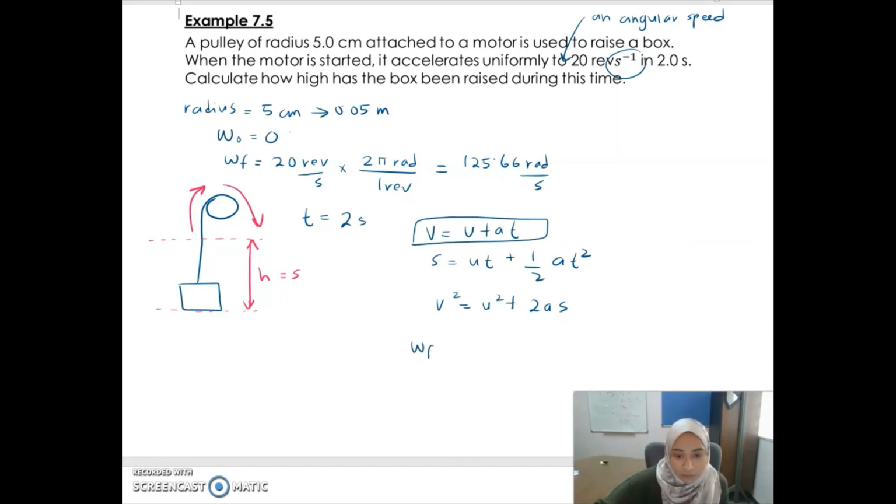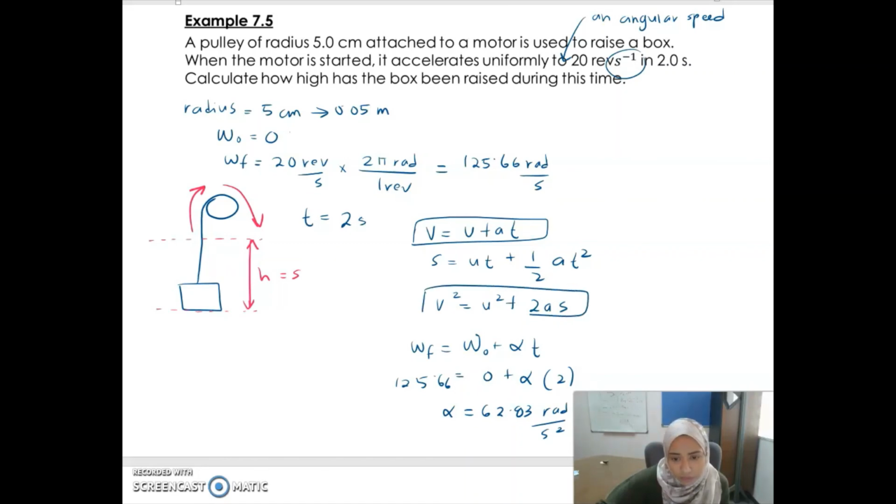So this gives me omega final equals omega initial plus alpha t. So final is 125.660. Alpha is unknown. Time is 2 seconds. Alpha gives me 62.83. The unit is radians per second squared. Okay, second squared, not radians per second, but radians per second squared. So now I want to find what my s is. So I can use this equation now because I already have my alpha.